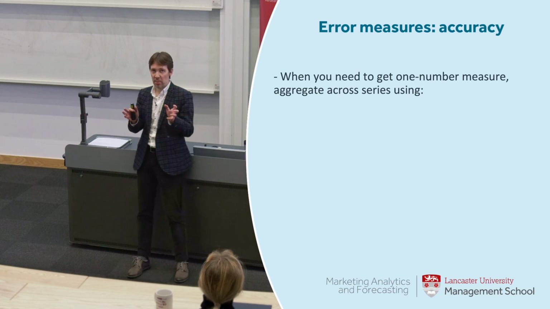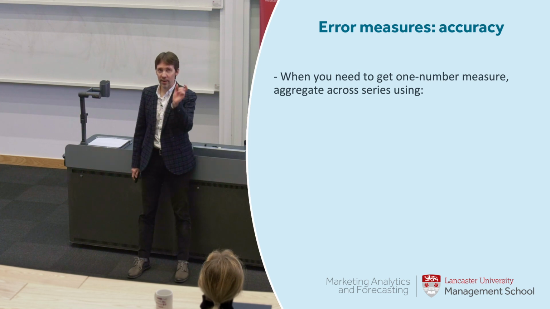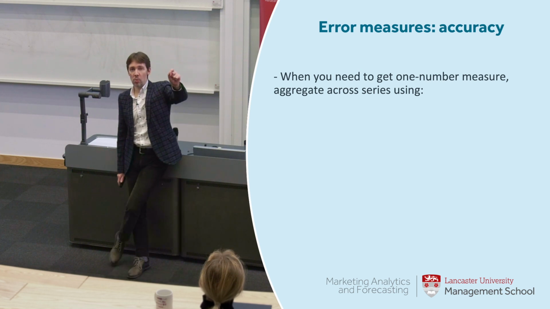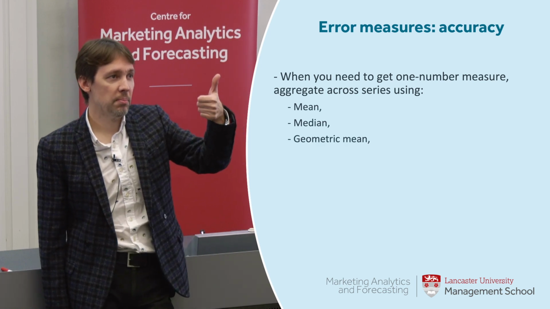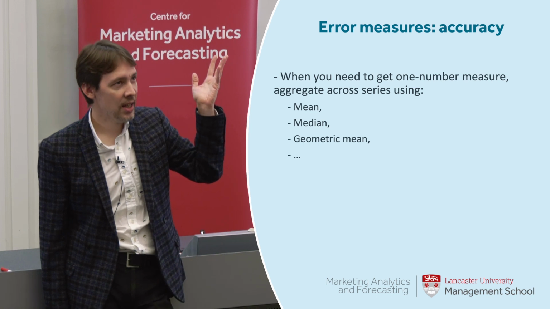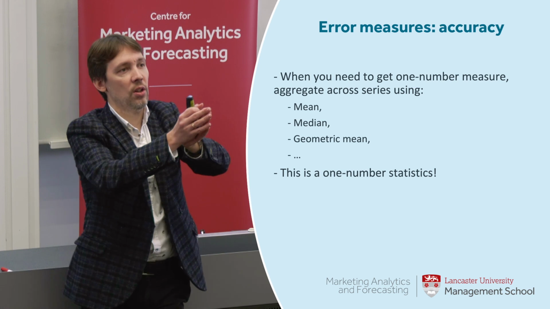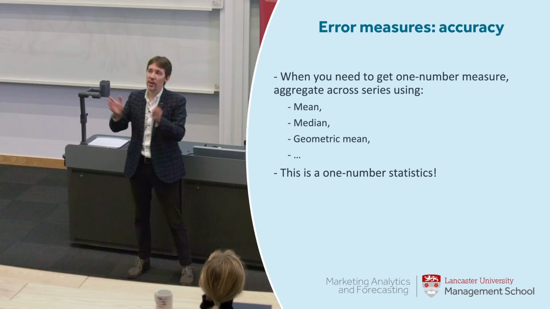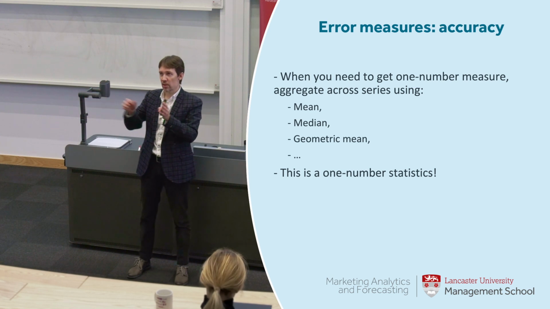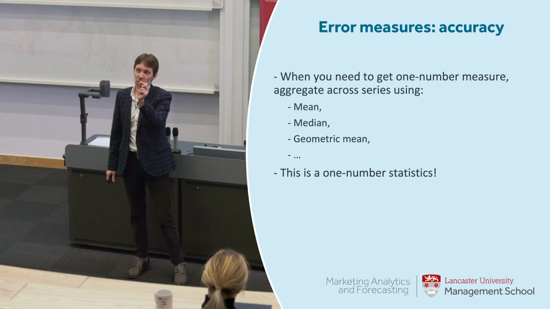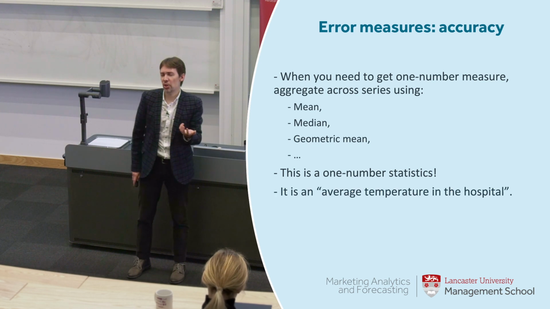Now we're moving to the last bit related to the accuracy, which is the one number measure. If you really need to have one number that tells you this is how our model performs across different time series, then you can use mean, median, geometric mean, or anything else. But you should keep in mind that this is just the aggregation of the whole thing. When you just use one number, for example, mean of all mean absolute scaled errors, then you get a very averaged performance, right? And your model, it is like an average temperature in the hospital.